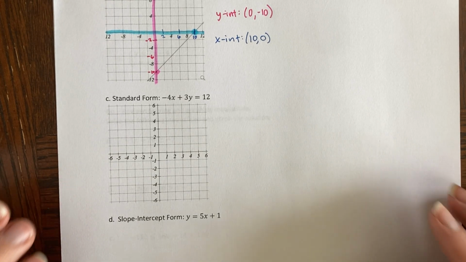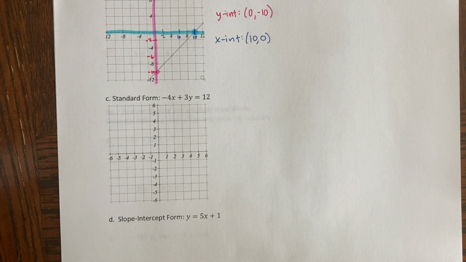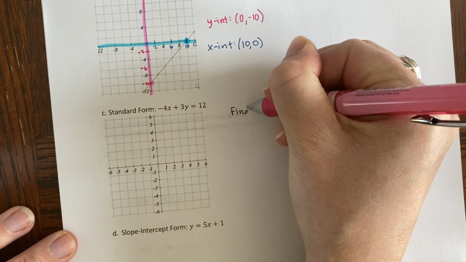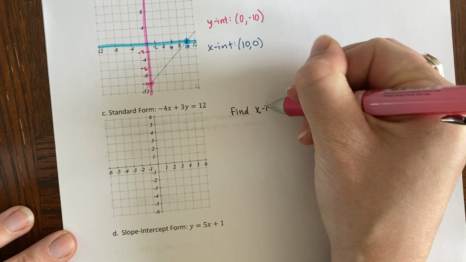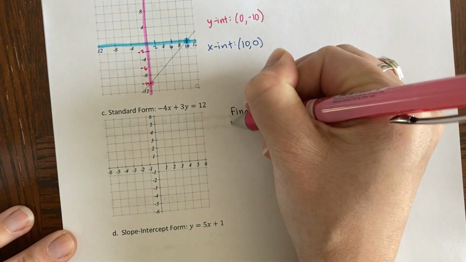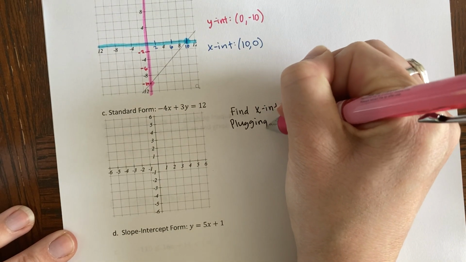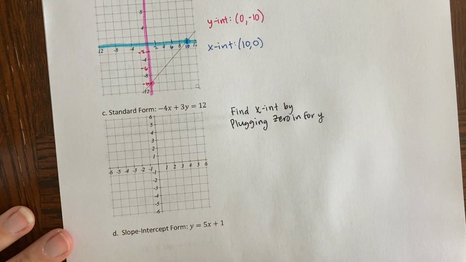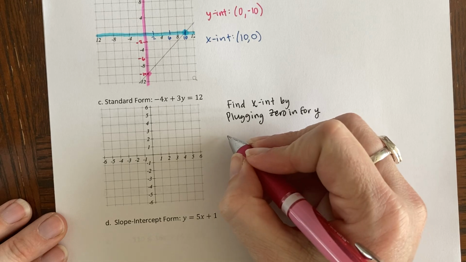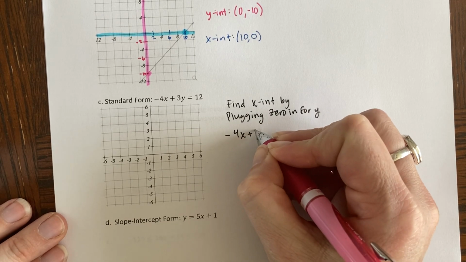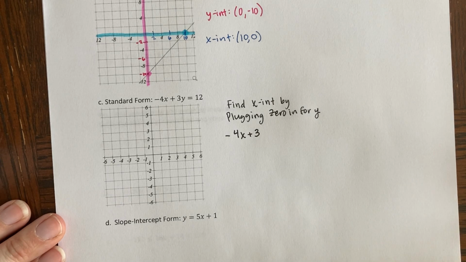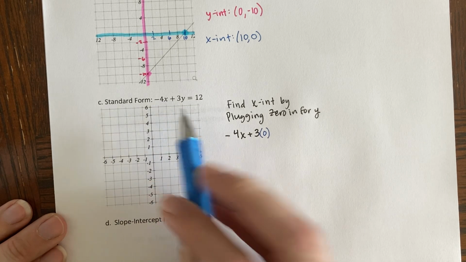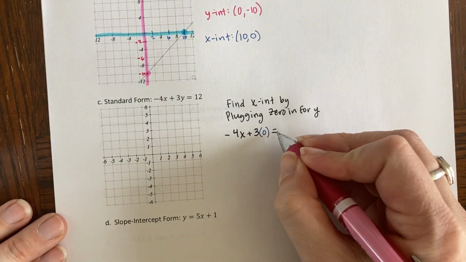When I'm finding the x and y-intercepts given in standard form, first I'm going to find the x-intercept by plugging 0 in for the y value. That would look like this. -4x plus 3 times 0 for the y equals 12.